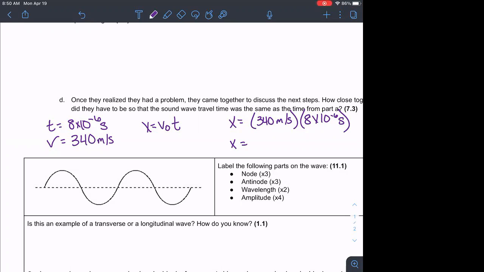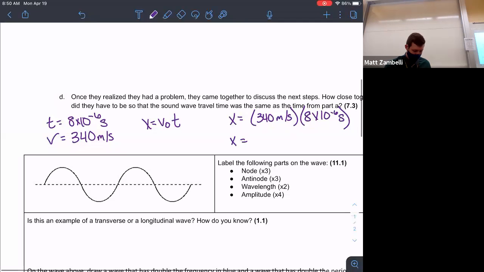Yeah, I got 2.72 millimeters. Awesome. So we got 0.00272 meters or 2.72 millimeters. They are millimeters away from each other's faces. They are right on top of each other. They got to be super, super close for that sound to travel at the same amount of time as the light did.